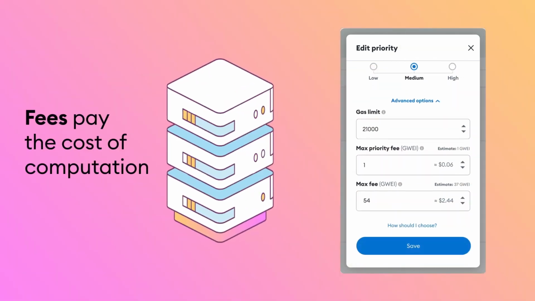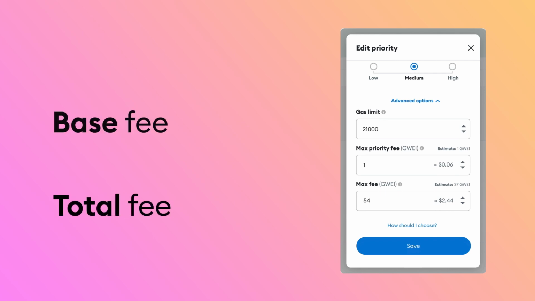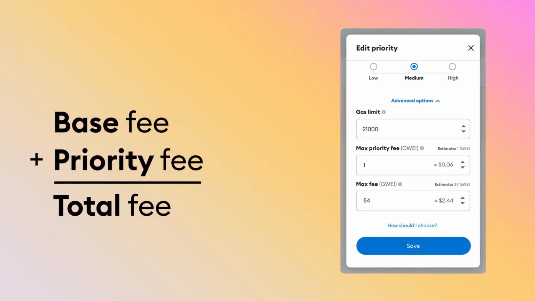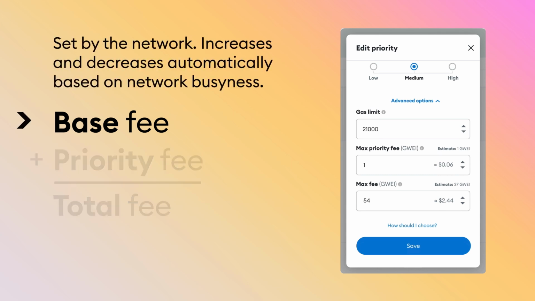Remember that you pay fees to cover the cost of computation related to your transaction. The total fee you pay is a combination of a base fee and a priority fee. The base fee is set by the network. It increases and decreases automatically depending on network busyness. This fee gets burned when it's paid.